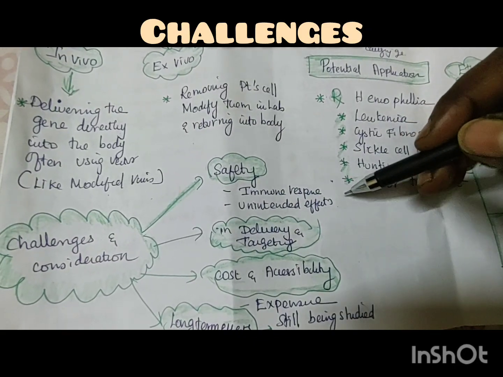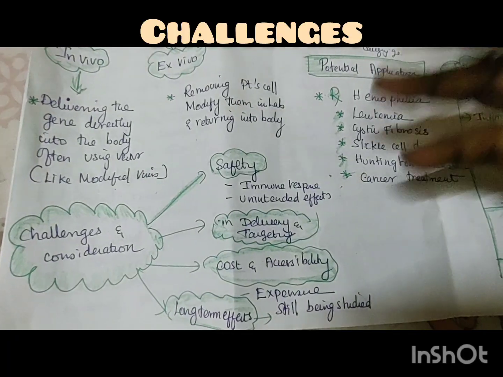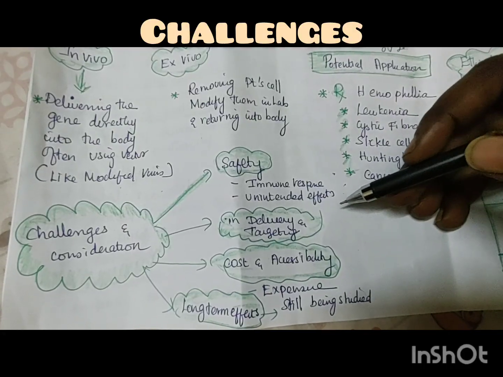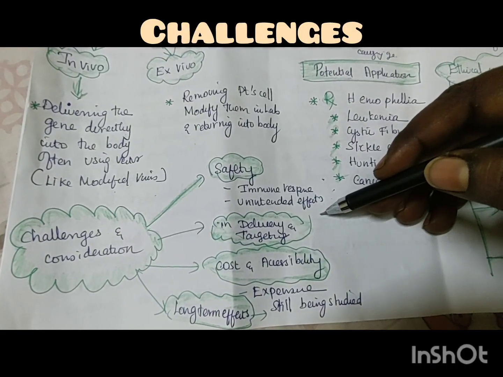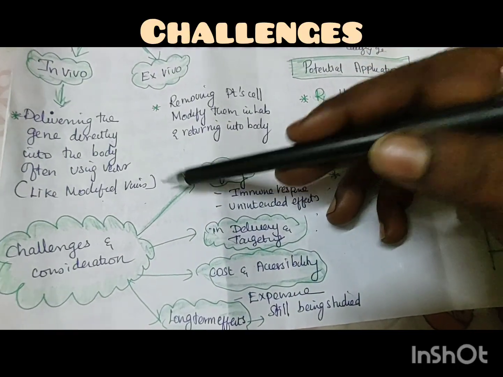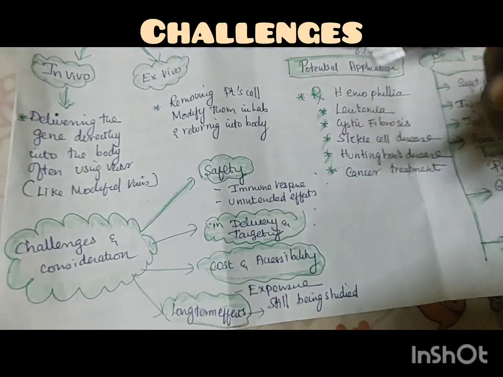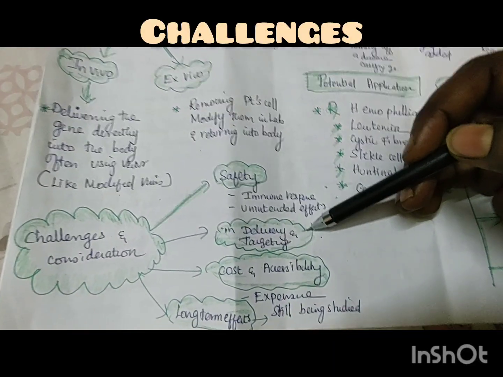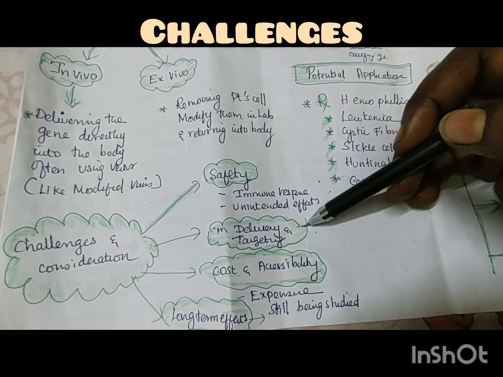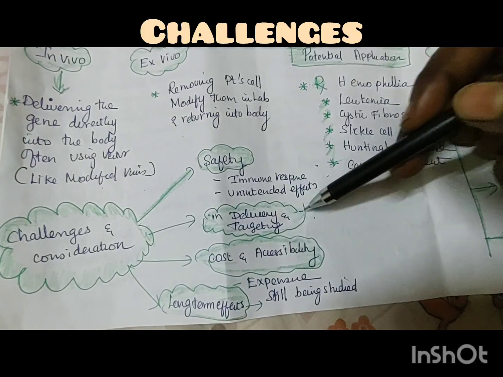Then unintended effects: you cannot predict what effect will come when you are inventing a new technology and testing it on a human being. And delivery and targeting of cells: how it will be delivered, by in vivo or ex vivo, and how it reaches the target cells, because cancer is a target cell. Cancer may not be throughout the body, it may be in particular cells. So how will it go and attack those particular cells? Research is still going on.